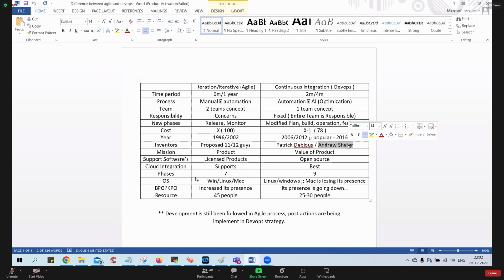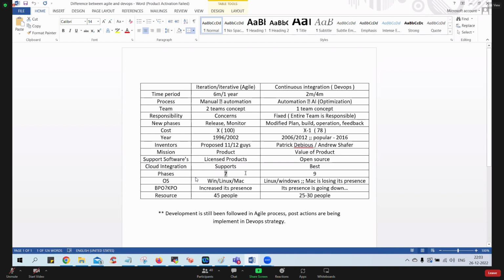This guy will land up and he will start talking about DevOps principles. So that is what Andrew Schaffer used to do. Their mission is they focus only on the product, what product they are developing. But in DevOps, they say we have to create the value for the product. And they believe in licensed product. They believe in open source. Cloud integration, Agile will also cooperate, but DevOps is the best one.